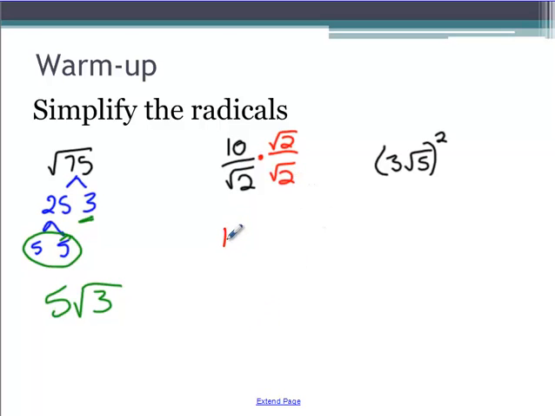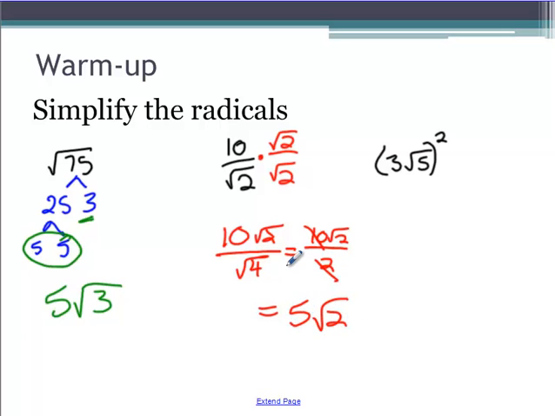What happens is my numerator is now 10 square root of 2. And in the denominator, square root of 2 times square root of 2 is square root of 4. Well, now I still have a radical in the denominator, but the square root of 4 is a perfect square. That's 2. And 10 over 2 gets me 5. So we're able to get rid of a square root in the denominator when we multiply by that square root.